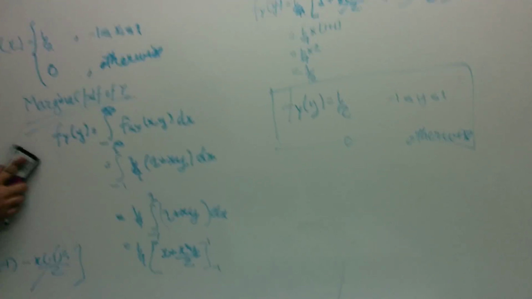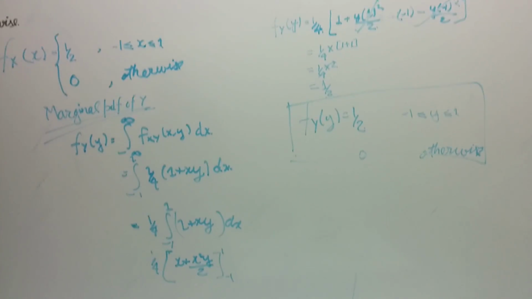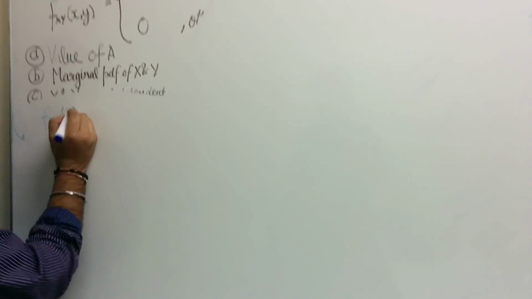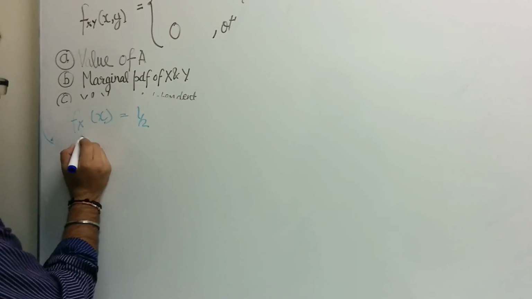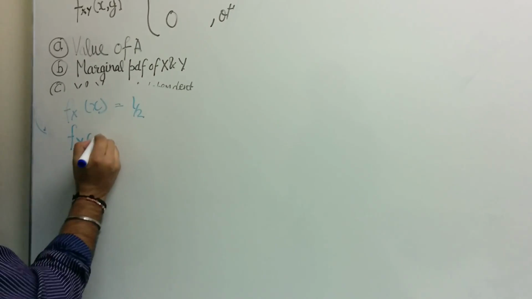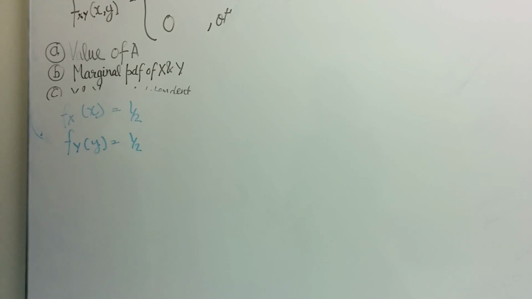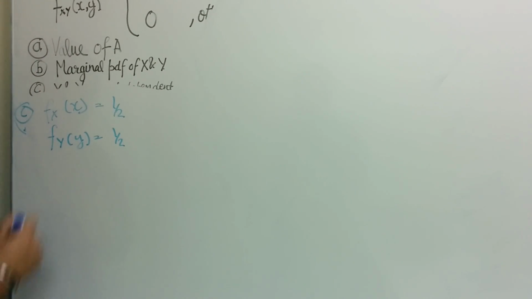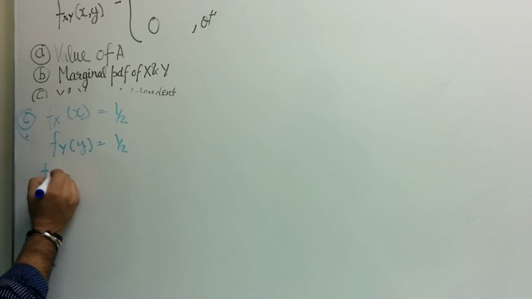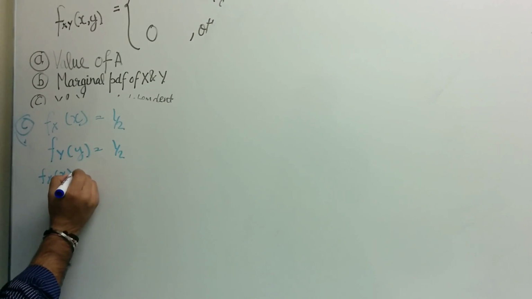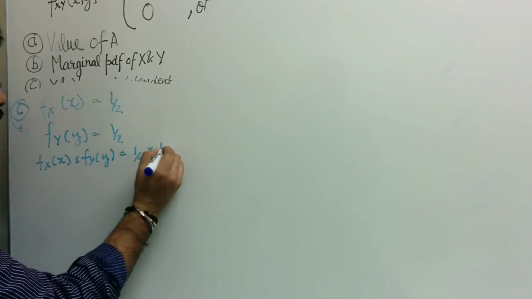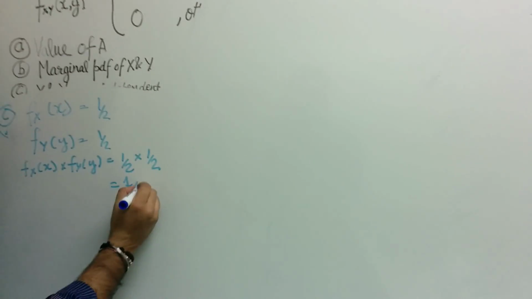After solving the first two parts, we will check whether they are dependent or independent. So we know that the marginal PDF of x is half, and the marginal PDF of y is also equal to half. We are solving to prove whether x and y are dependent or independent. So now on multiplying both these terms, we get half into half, so that's equal to 1 upon 4.